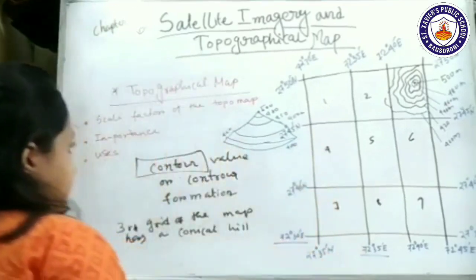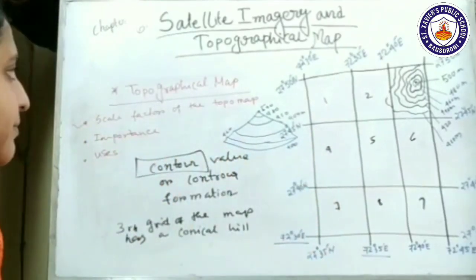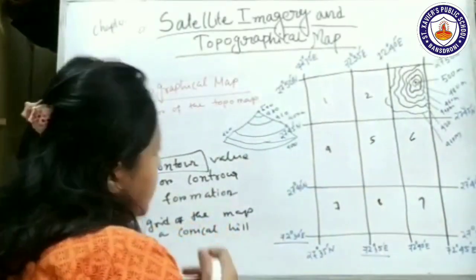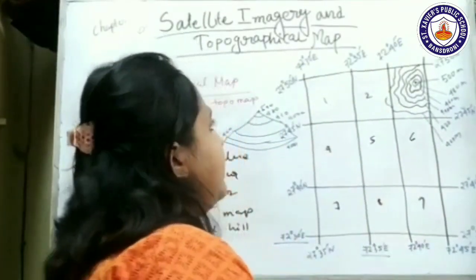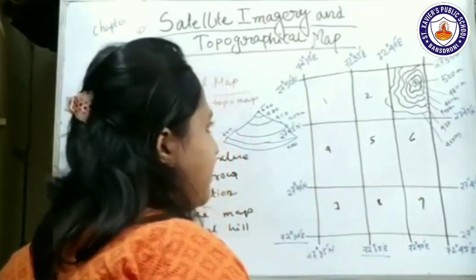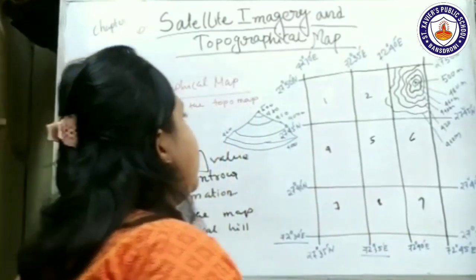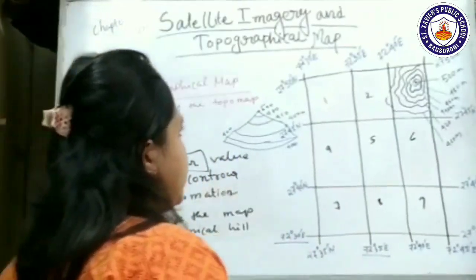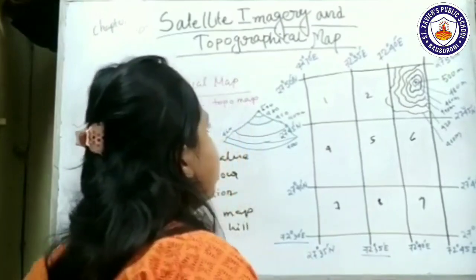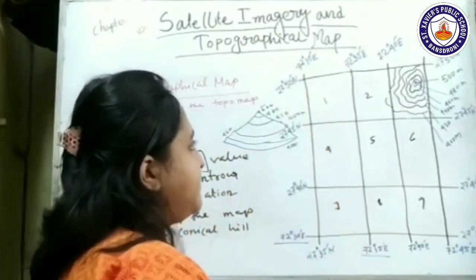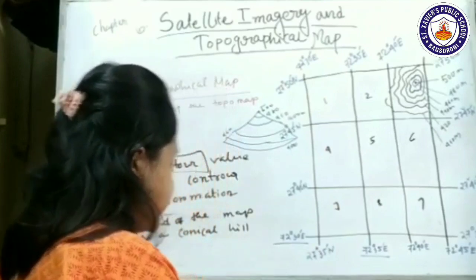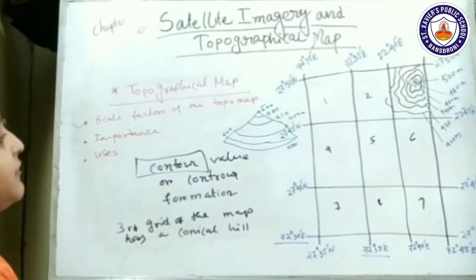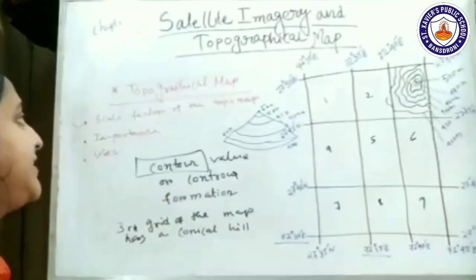So this is the contour formation of the topographical map, which is very important for understanding the contour values. Just remember that a topographical map is a piece of paper which includes the physical features as well as the social and cultural features of a particular land area, and which is bounded by latitude and longitude extents, because without latitude and longitude extents we can't detect any place. Next we will focus on the scale factor of the topomap.